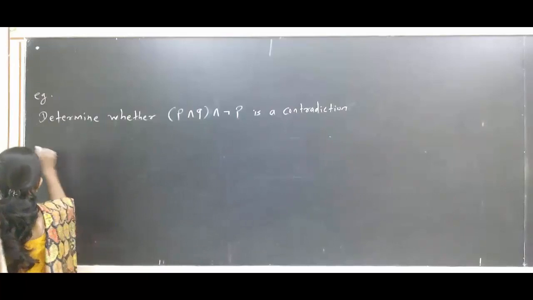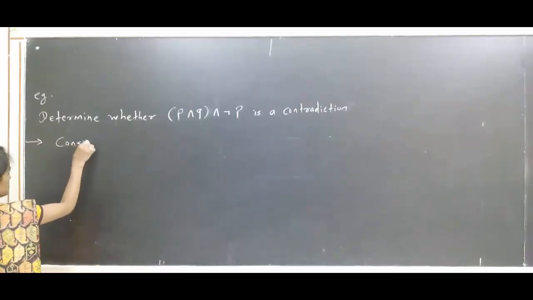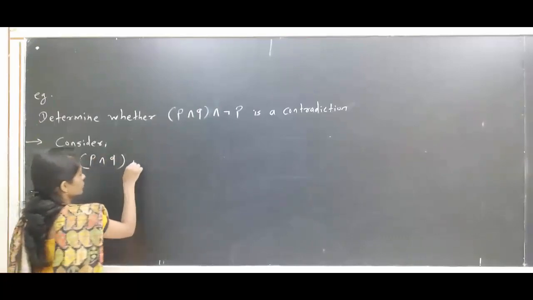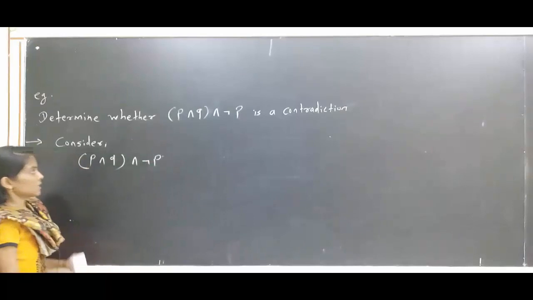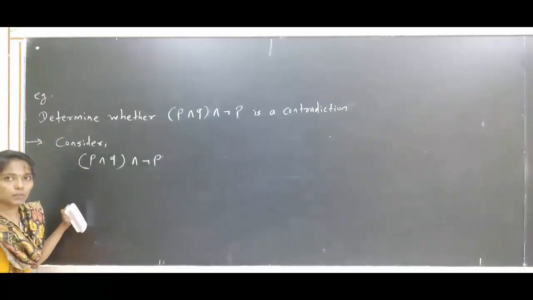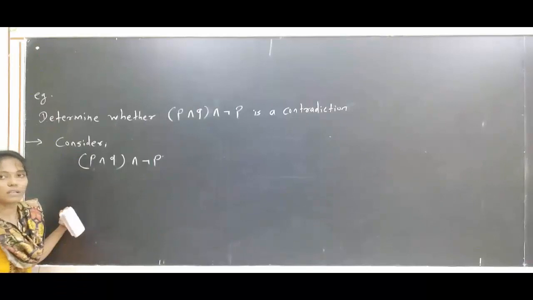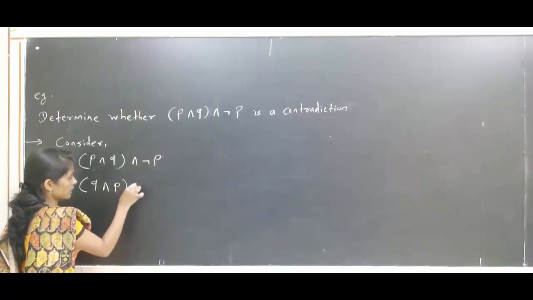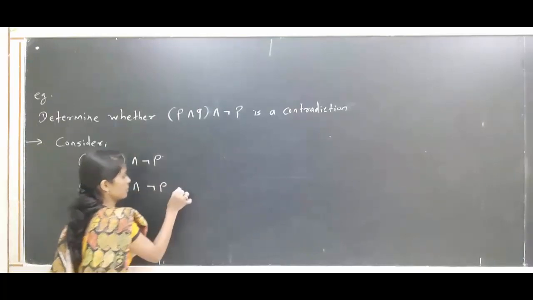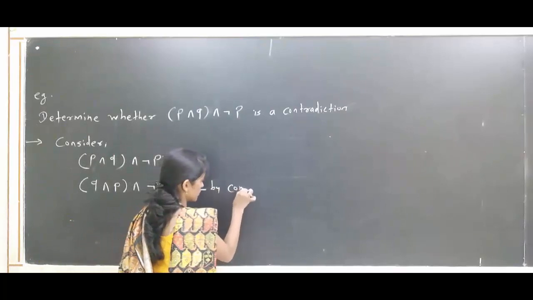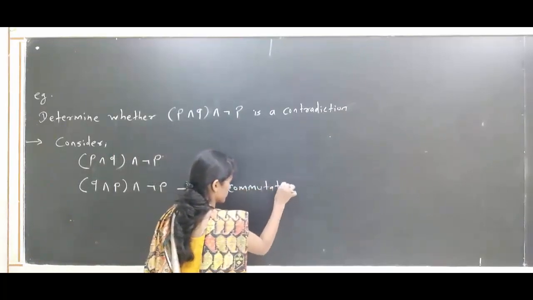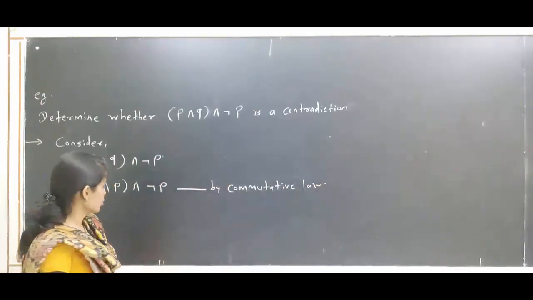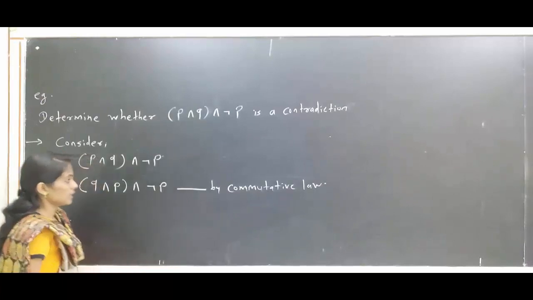Okay. So here solution, first of all consider the given P and Q and negation P. Now here we know the commutative law. So we apply here commutative law. So we interchange Q and P. So Q and P and negation P by commutative law, since we know that P and Q equivalent to Q and P, right?